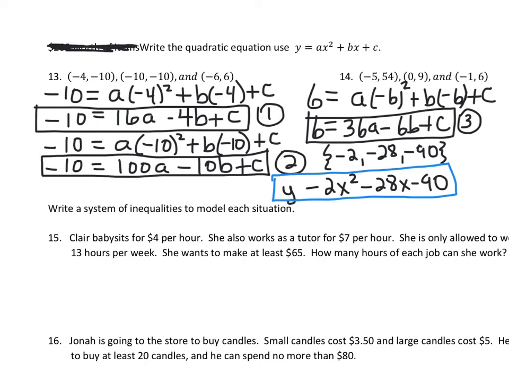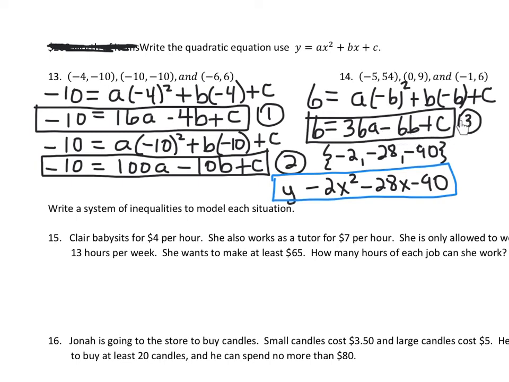The next equation, I'm going to do this again, except I'm going to use the second point. So -10 equals, and then I plug in the other -10, which is the x, into each one of the x's, and I simplify, and I get 100a minus 10b plus c. That is my second equation for my system. The third equation is going to come from this third point, and that's going to be 6 equals a times (-6) squared plus b times (-6) plus c, which gives me 6 equals 36a minus 6b plus c.